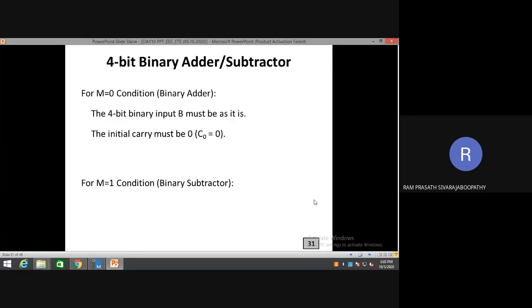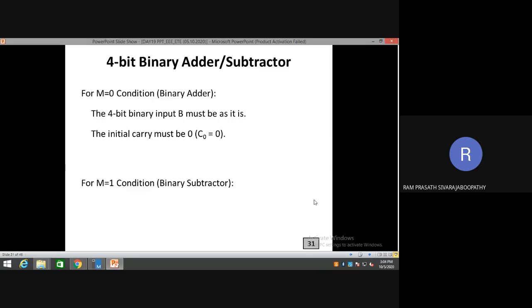Okay, carry out initial carry C0, that must definitely be 1. Very good Sabari. What about another point? What about the data B or the number B? Each bit of B must be complemented.